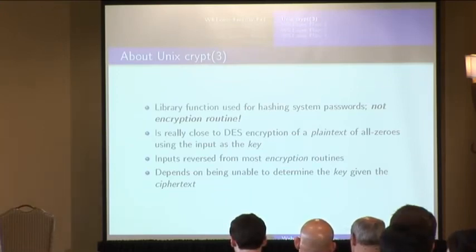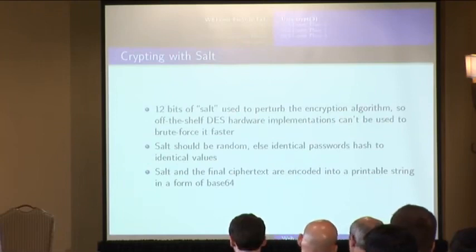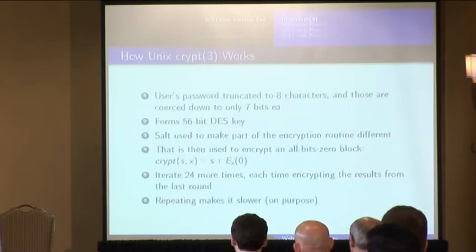Now, this was invented prior to secure hashes of any kind, prior to even MD5. And then they made DES slightly different. They added 12 bits of salt to perturb the encryption mechanism so that off-the-shelf DES hardware implementations couldn't be used to brute force it faster. The salt should be random, and a nice side effect of this is that identical passwords didn't hash to identical values, assuming they had a different salt. And then the salt and final ciphertext are encoded in a printable string in base 64.